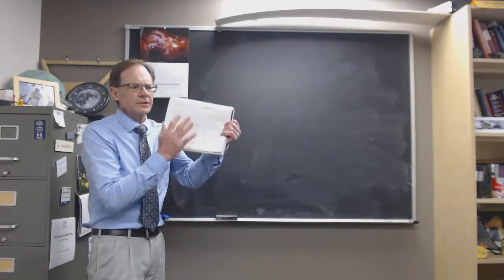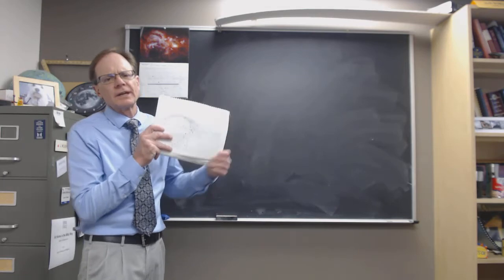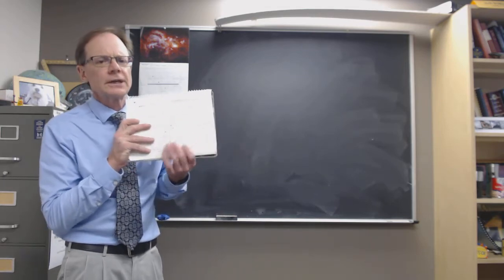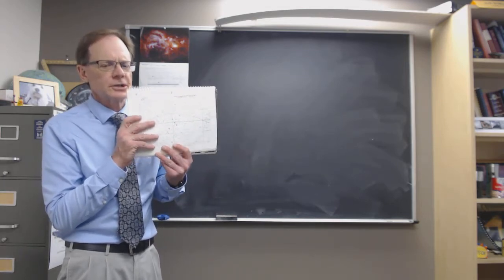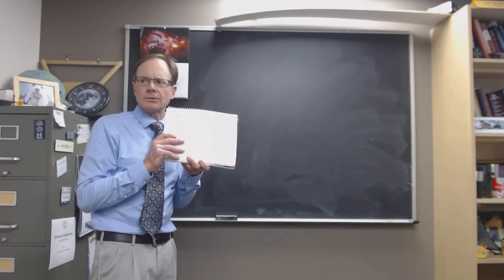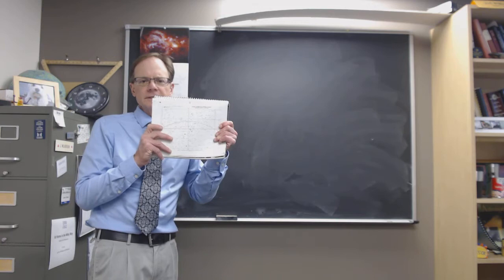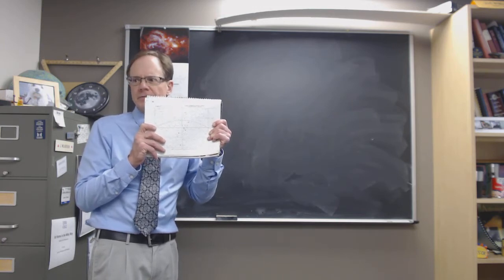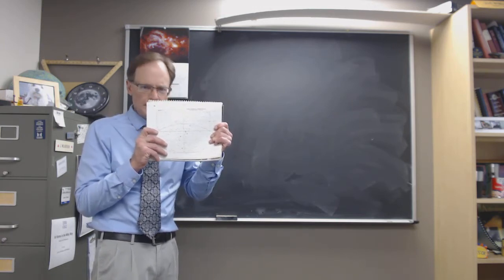These constellation charts are in the back of your book, but they're also available online. If you just do a search online for constellation charts, you'll be able to print these off. And you want to be able to do that because you might want to write a lot of different things on a lot of these constellation charts. So you want to have several of them available to you to mark up.